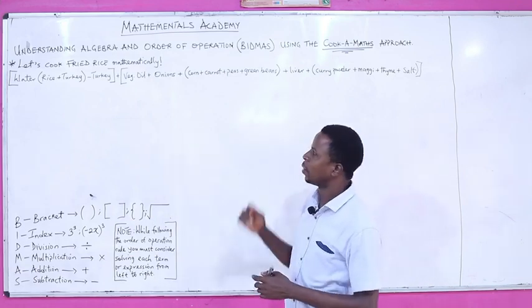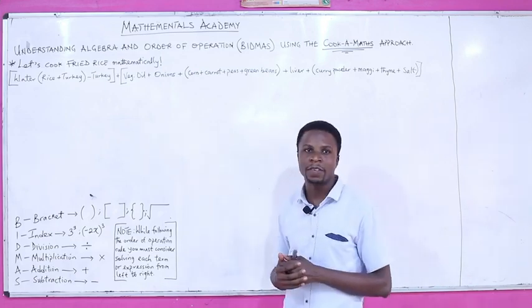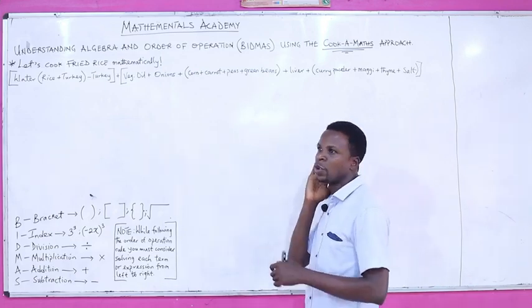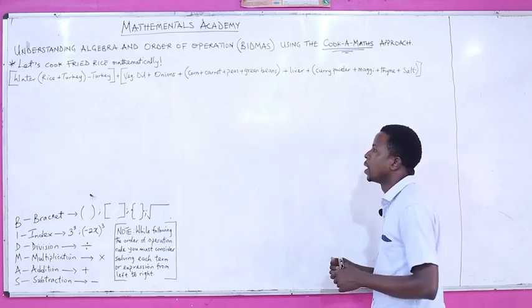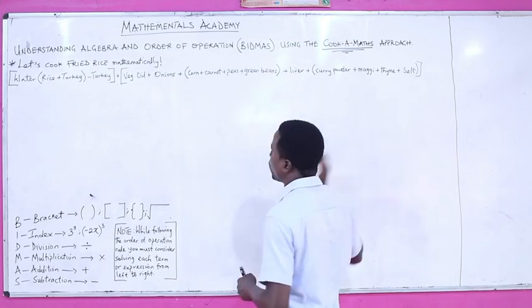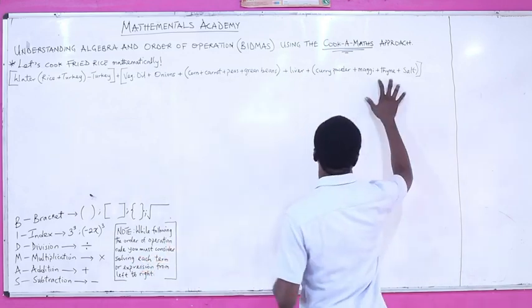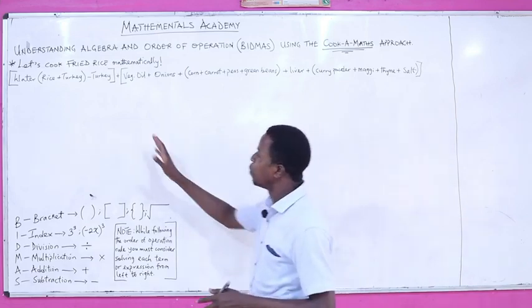Now let's get on to cooking our fried rice mathematically. I know you are curious to see how this will pan out. These are all the ingredients that are required to cook fried rice. I have grouped some of them because they are all like terms. So I put these together.